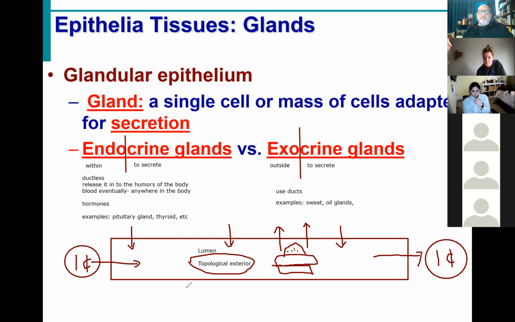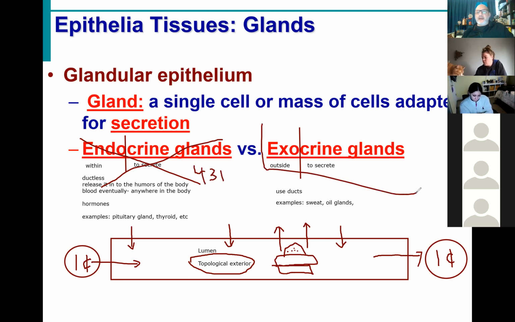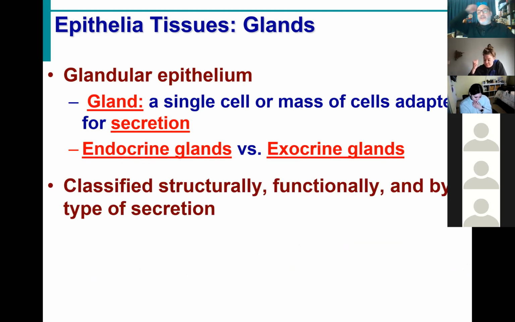All right. Now, endocrine glands, we now understand, but we're not going to talk about those till we get to the endocrine system in 431. So we'll come back to this in 431. For now, we're going to focus on our exocrine glands. Now, not surprisingly, when we identify exocrine glands, we can identify them basically three ways: structurally, how they're made, functionally, how they work, and what they release.